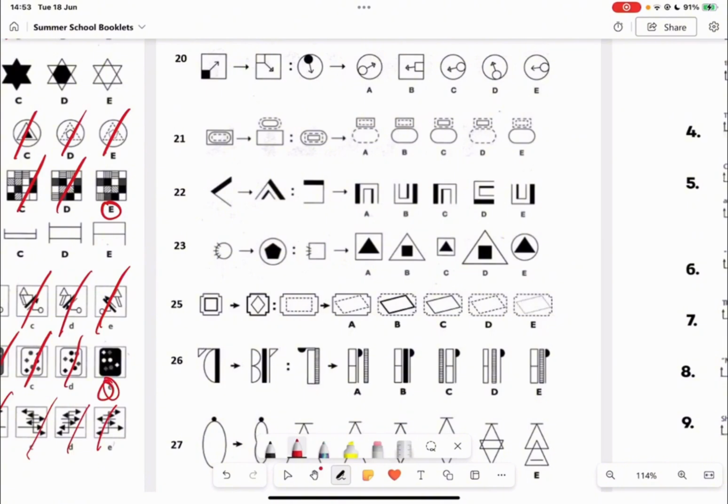So looking at 21, it cannot be A because the shape on the bottom should remain lined, and neither can it be D. It cannot be E because of that, and it cannot be C. So the answer will be B.